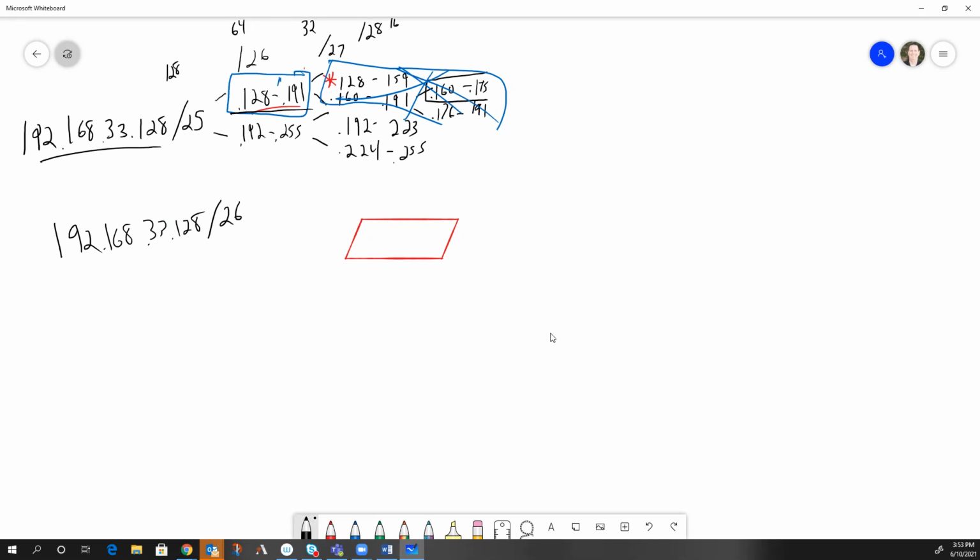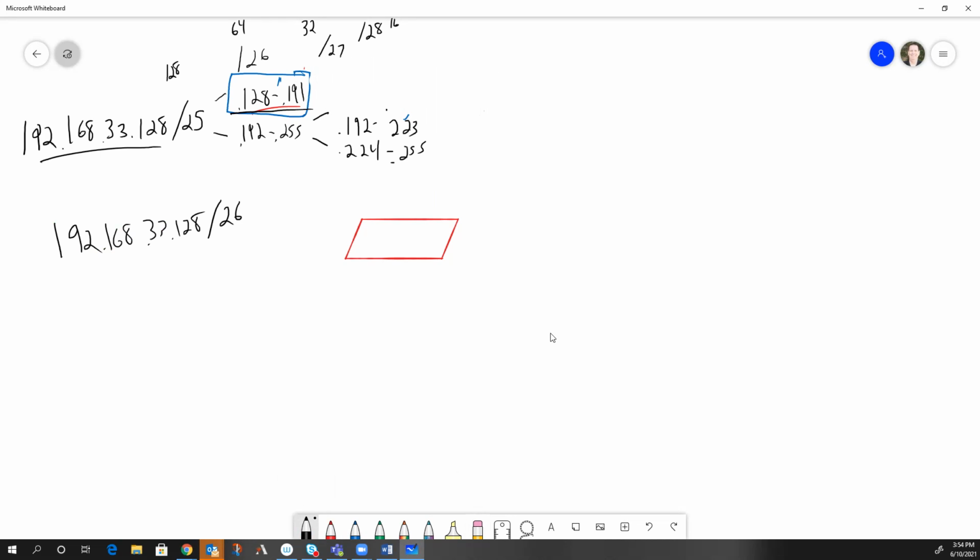So I had overlapping subnets, or overlapping IP addresses. I apologize, that is my mistake. I'm glad I caught it because that would have confused the heck out of you. And now you can see that because I pulled that top portion out, I can't use it again.